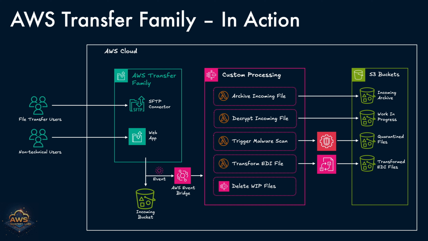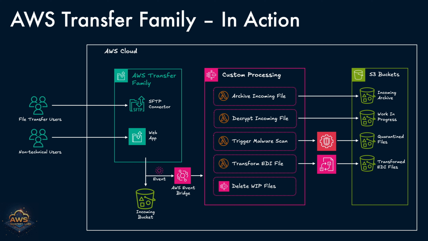For safe files, the next step is transformation. For example, converting EDI documents into structured formats for downstream applications. After transformation, any temporary or work-in-progress files are deleted, ensuring the environment stays clean and efficient. Finally, the processed files are organized into designated S3 buckets: archives, work-in-progress, quarantined, and transformed data. This logical separation makes it easy to maintain visibility, security, and compliance throughout the workflow.